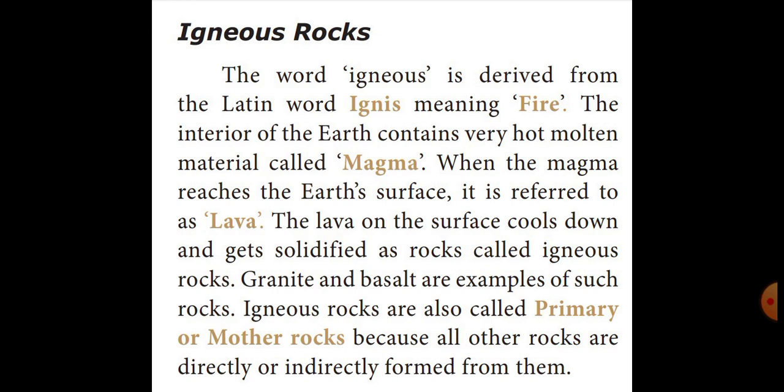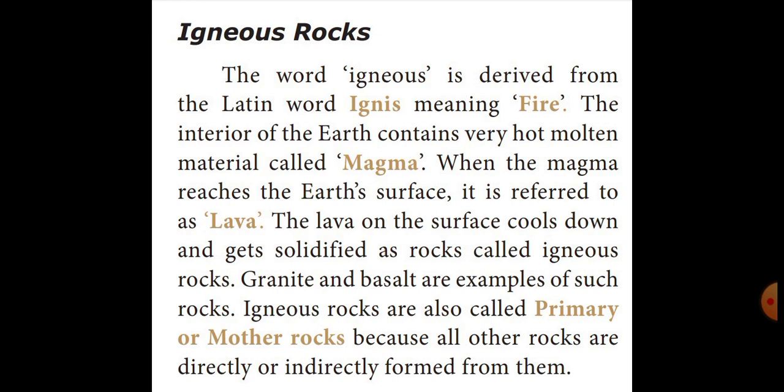How are igneous rocks formed? In the interior part of the earth, the liquid form of rocks, the molten rocks, is called magma. When that magma reaches the earth's surface, it is referred to as lava. That lava on the earth's surface cools down and later gets solidified as rocks. Those rocks are called igneous rocks. For example, granite and basalt, which are types of rocks. These are examples of igneous rocks.